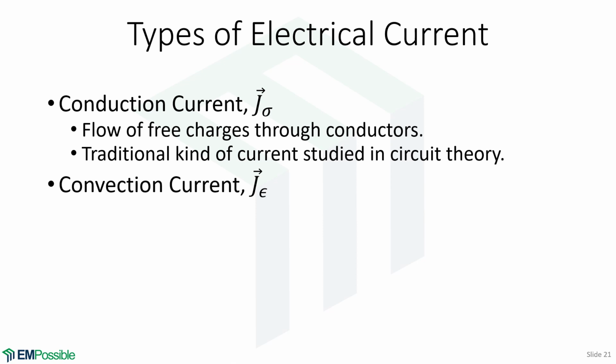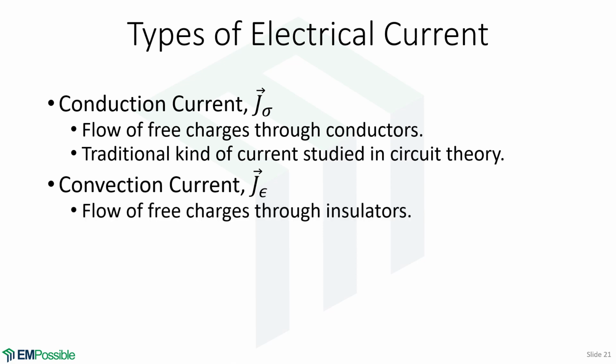The second one is called the convection current, and I have a subscript epsilon. This is the permittivity, really just to remind us that this is a flow of charges through insulators. That's very interesting because we think of insulators as not allowing an electrical current, but in fact, that can be the case. For example, have you ever on a dry day blown up a balloon, rubbed it on your hair and stuck it to a wall? You have transferred charges there, but there's no conductors. That's charges flowing through insulators. And in fact, those types of currents obey different laws that we'll get into.